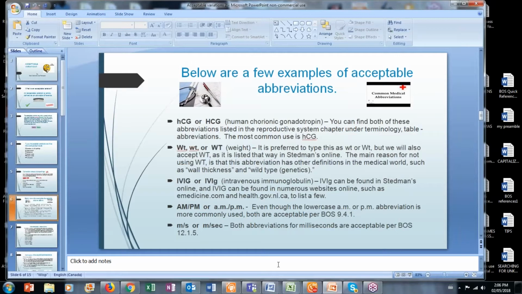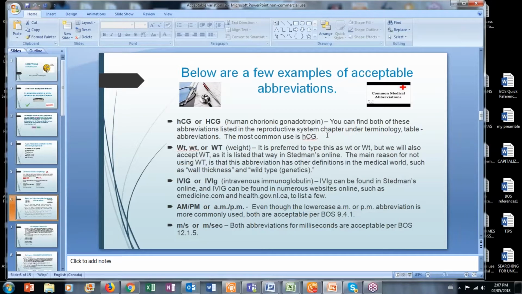So below are a few examples of acceptable abbreviations. For example, the hCG with a small h, or you could have it with a capital H. They're all caps, okay? And here are the places that you can find them. You can find both of these abbreviations listed in the reproductive system chapter under terminology, table of abbreviations. And of course, the most common is the small h and the capital C and capital G. That is your most commonly used one. But we accept both, okay? Just to be clear on that.